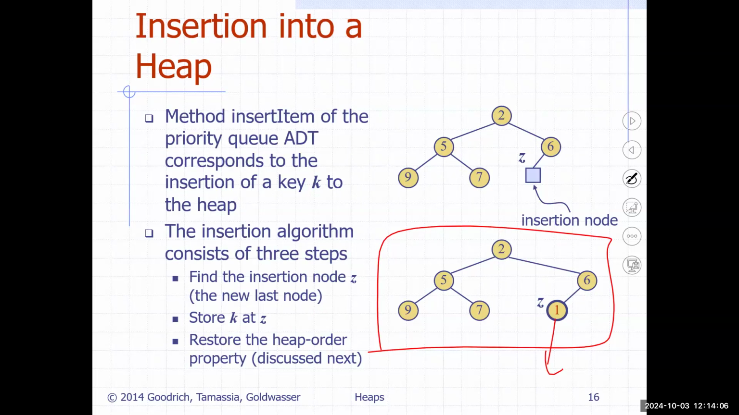In this case, I don't have a choice, so I'm going to replace it right away with the 6. 1 is going to be here, 6 is going to be here. Is this a min heap? No. So I need to continue. Again, 1 is going to be here, and 2 is going to be here. This is a min heap. I'm done with the up heap process.